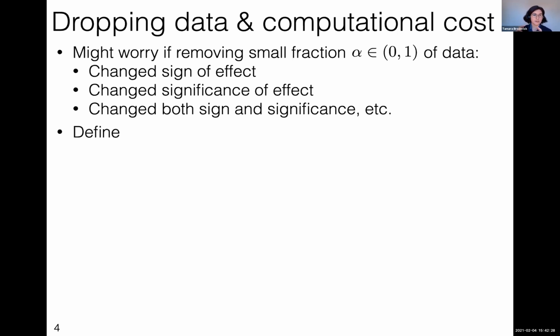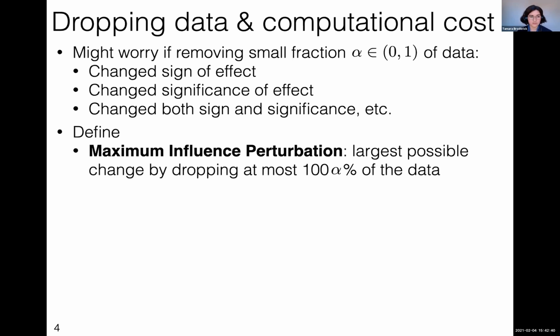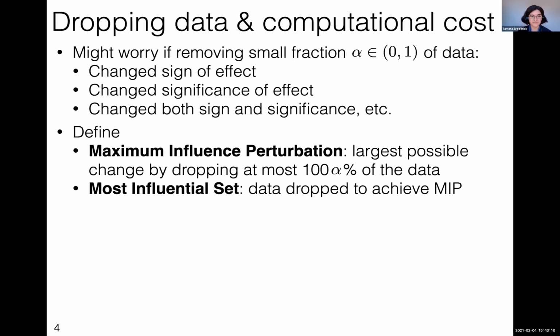Okay, so in all of these cases, we're measuring some quantity, like maybe an effect. And then we're asking, how much does it change when we drop the data? Is it enough to change a decision, like maybe change the sign? And so keeping that in mind, let's define a few quantities that we might be interested in. First, let's define what we're going to call the maximum influence perturbation. The idea here is what's the largest possible change? So again, we're measuring something of interest, like an effect. What's the largest possible change in, for instance, that effect that we get by dropping an alpha fraction of the data? And then we can ask, once we know the largest possible change, did it change the sign? Did it change the significance? And so on. Now, of course, once we know that, especially if it's very small, we want to identify what were the data that made this change. So let's call that the most influential set. These will be the data that we drop to achieve this change.